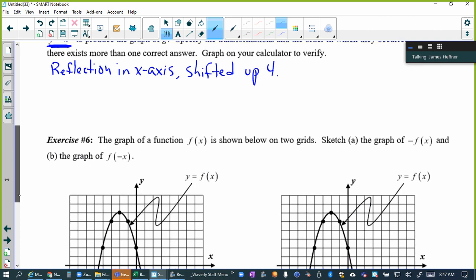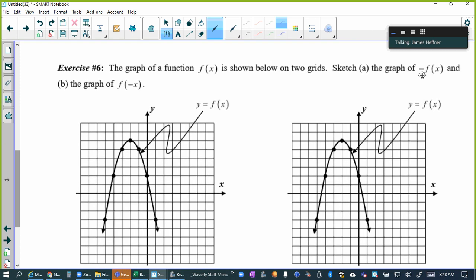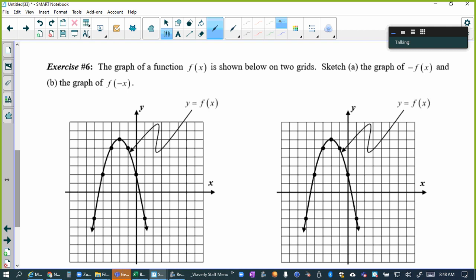All right, let's go down to exercise 6. So the graph of f of x shown below looks like a quadratic of some kind with an x squared. We want to sketch the graph of negative f of x on A and the graph of f of negative x on B. Now we don't even need to know the equation. This graph of negative f of x is going to be a reflection in what?